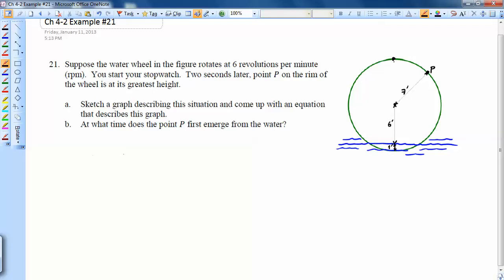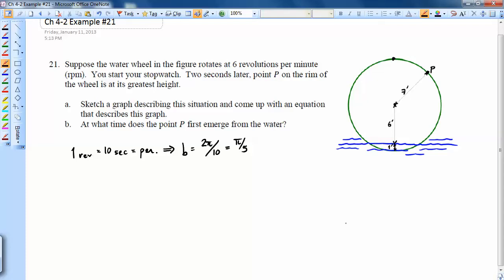It goes 6 revolutions a minute, so that means 1 revolution every 10 seconds. So it's doing 1 rev every 10 seconds, which means the period is going to be 10 seconds. Okay, which also means that when we come up with an equation for this, normally a period for spinning around a circle is going to be 2 pi, but B is going to be related because it's 2 pi over 10. So that will be pi over 5 for our B that we'll put in the equation.